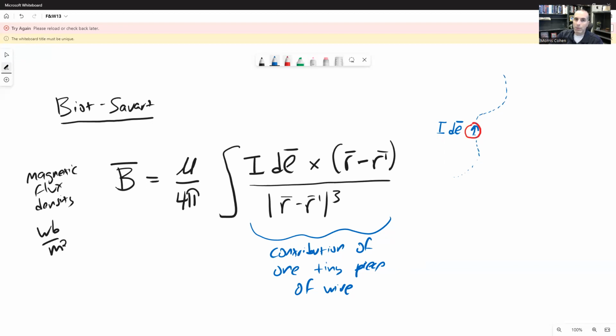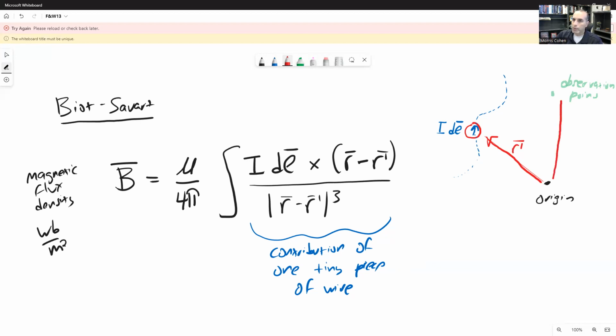Now let's say we want to figure out what the magnetic field is here. This is our observation point, and our origin will be here. The vector r prime is going to be a vector that points from the origin to the source, or the segment of current. That's going to be r prime.